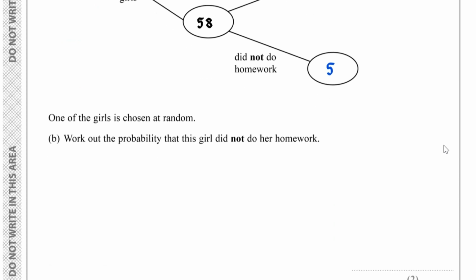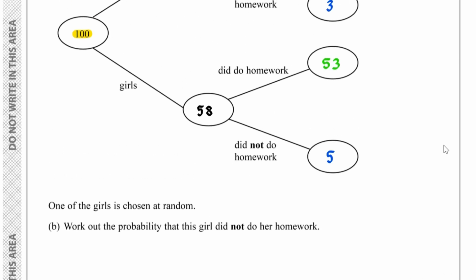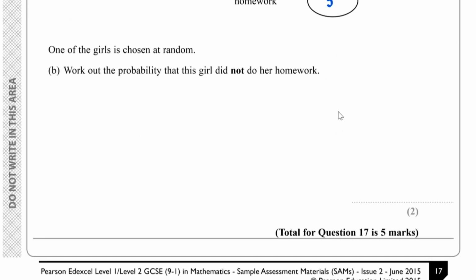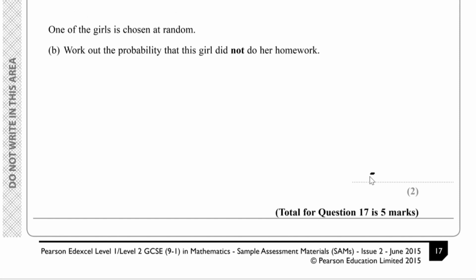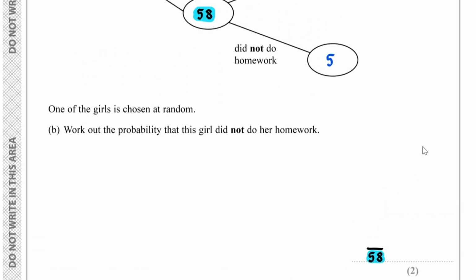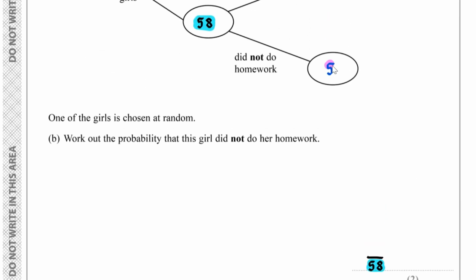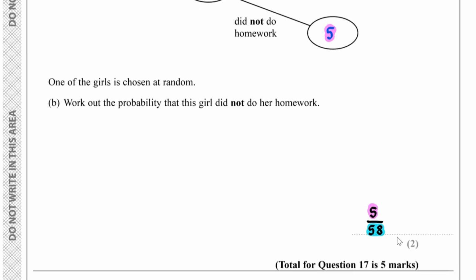Then for the next part, one of the girls is chosen at random. We have to work out the probability that this girl did not do her homework. Well, what we know is there is 58 girls in total, and of these, we are told that 5 did not do their homework. So this is the required probability.